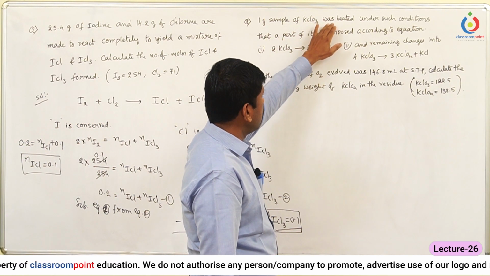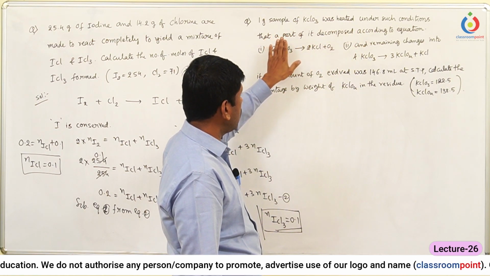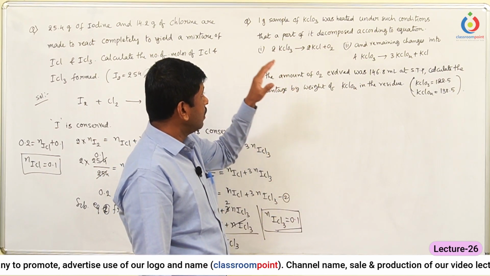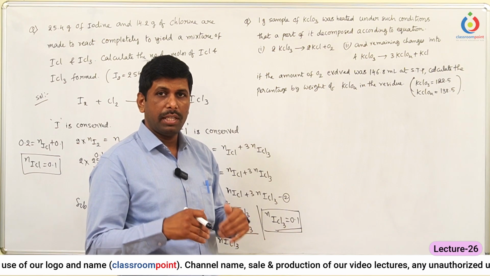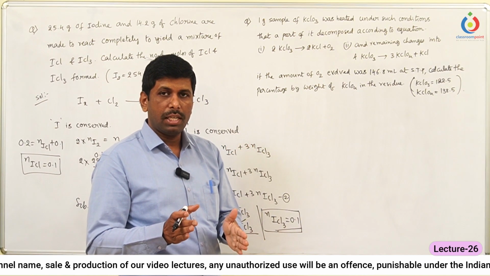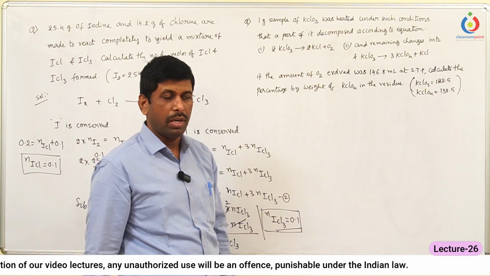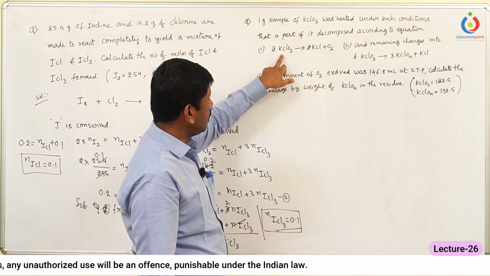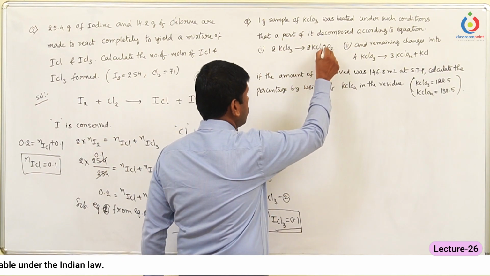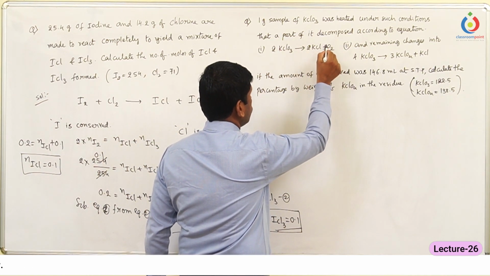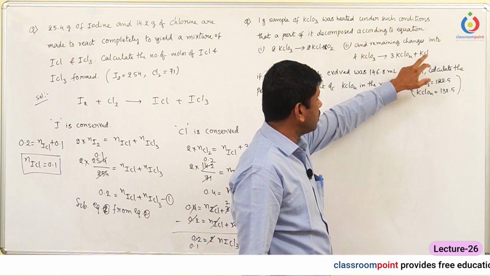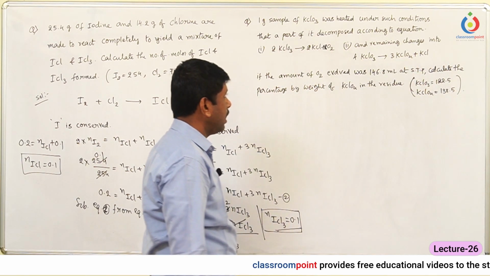A 1 gram sample of KClO3 was heated under such conditions that a part of it decomposed according to the equations. Here 2 equations are given. It means complete KClO3 is not decomposing in the first reaction itself. One part decomposes into one type of product and another part decomposes into another type of product. So we have to consider the 2 equations. KClO3 decomposes into KCl plus O2, the balanced equation is given, but not required for us. Actually here we have to put 3 O2. And 4 KClO3 decomposes to 3 KClO4 plus KCl. Even these are not necessary to balance.